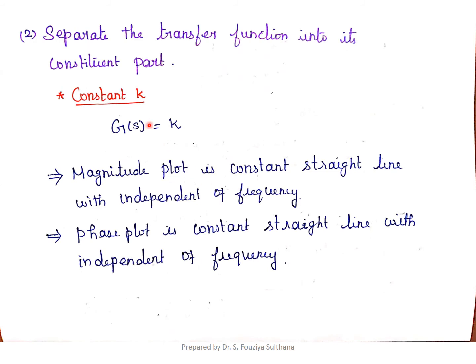The next step is to separate the transfer function into its constituent parts. The constituent part may have a constant or pole at origin or zero at origin or real poles or real zeros, etc. If you are having constant in the constituent part, then its magnitude plot is a constant straight line independent of frequency, and the phase plot is a constant straight line independent of frequency.